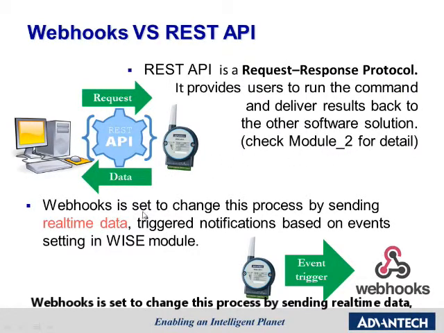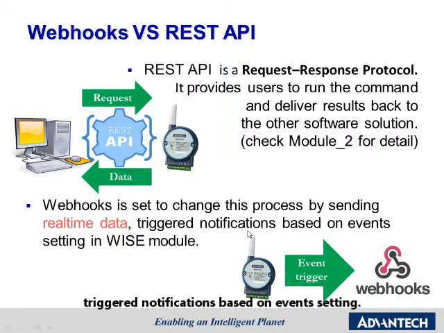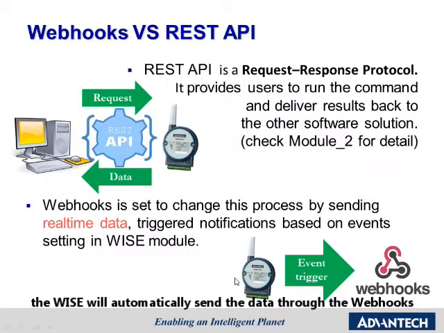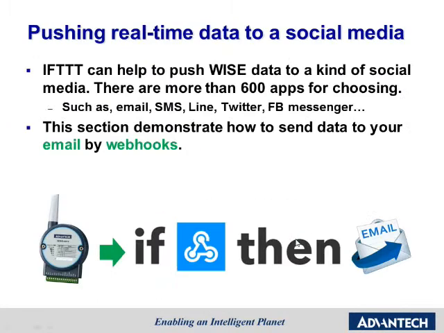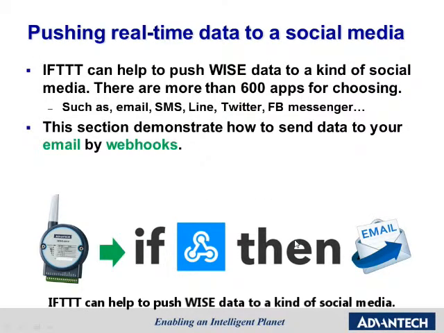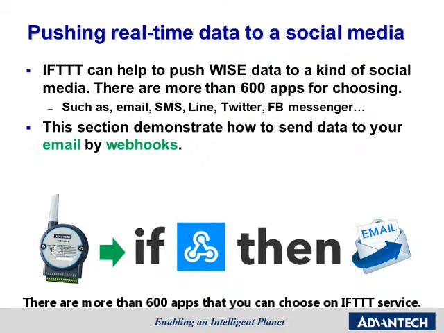Webhooks change this process by sending real-time data and triggering notifications based on the event setting. Whenever the event is triggered, WISE will automatically send the data through the webhook to the apps you want, such as email or Line, and you can receive the data in real time. IFTTT can help to push WISE data to social media. There are more than 600 apps that you can choose on the IFTTT web service.